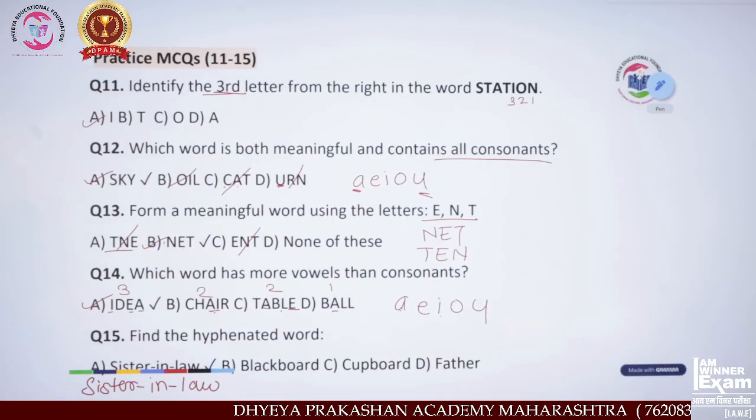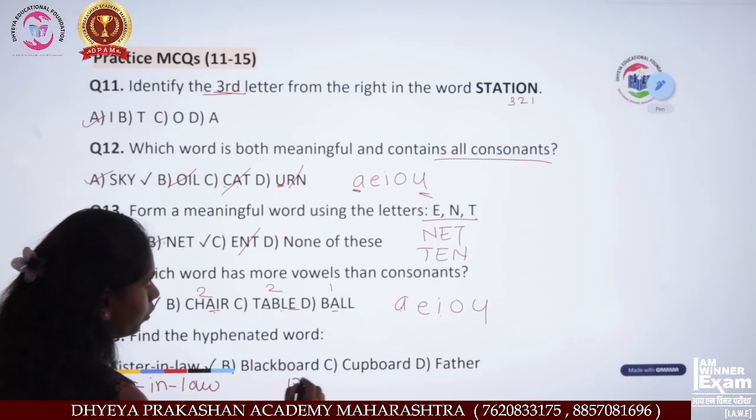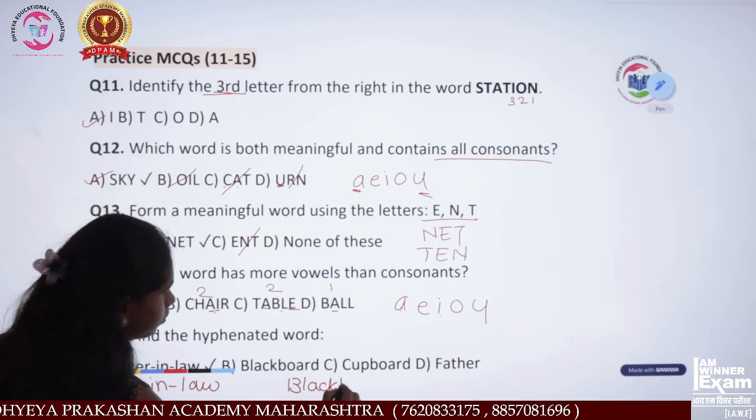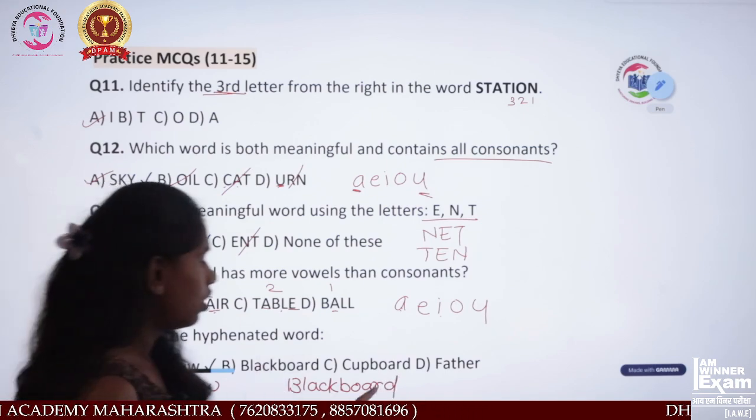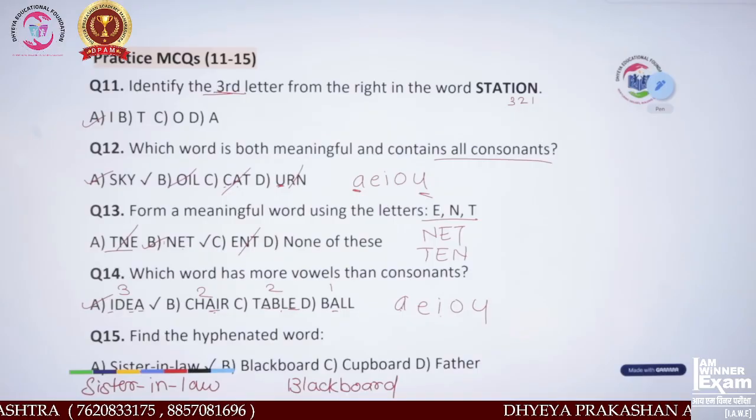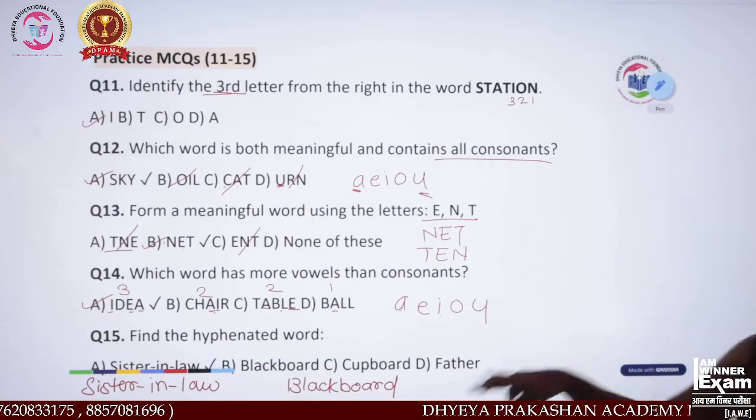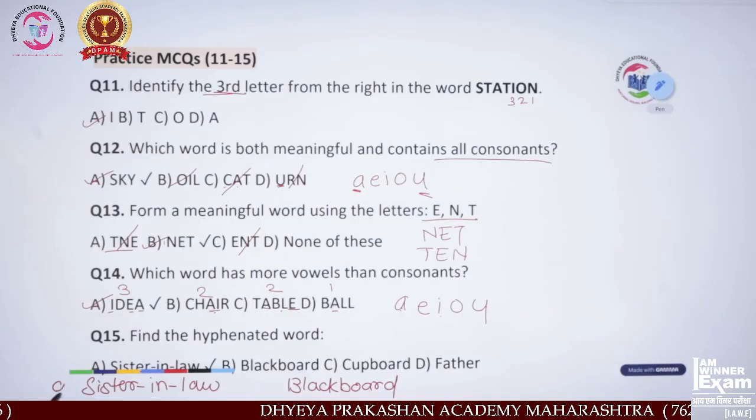Okay, this is the first word. Then the next one is blackboard. Blackboard. The next is cupboard and father. Now which word has a dash in it? That is the first one, right? That is the first one. Means option A is the correct option.